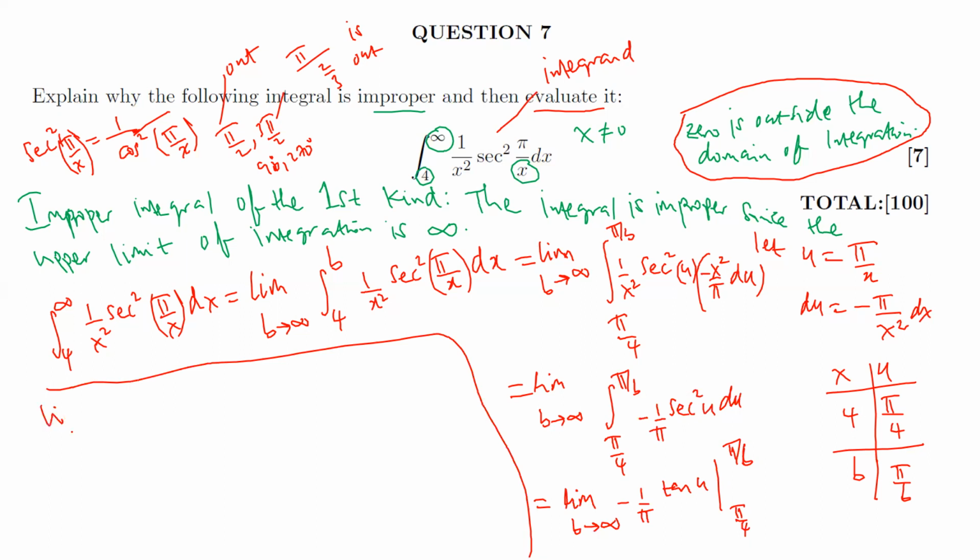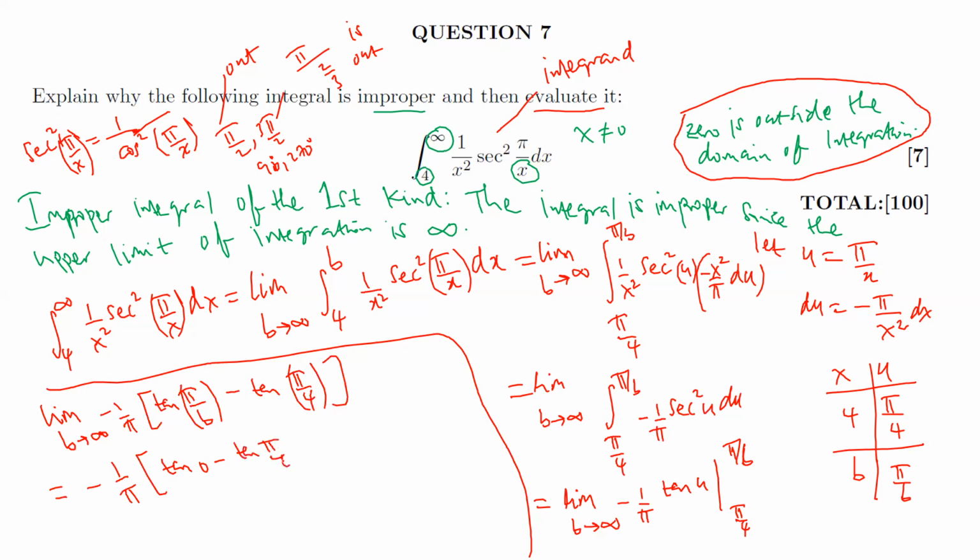So it becomes the limit as b approaches infinity of minus 1 over pi, which is the tan of pi over b minus the tan of pi over 4. So as b approaches infinity, this is minus 1 over pi, which is tan 0 minus the tan of pi over 4.